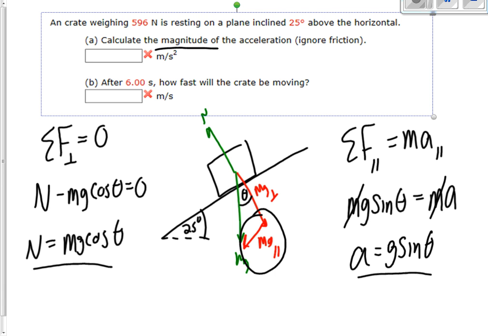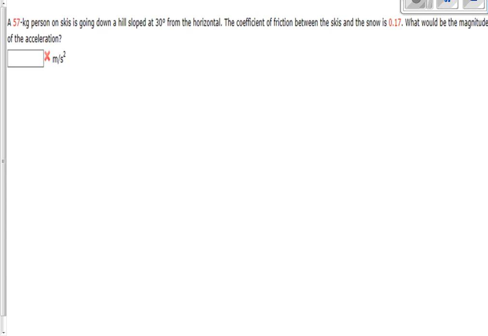Calculate the magnitude of the acceleration. Well, the mass here, or the weight, doesn't really matter. The acceleration would just be equal to 10 times sine of 25 degrees. It's a relatively small angle. I know that sine 30 is 1/2, so a 30-degree incline would give me an acceleration half of g. So I'm going to be somewhere a little bit under 5, probably 4 to 5 meters per second squared here. Okay, so now let's look at an example where there's friction.